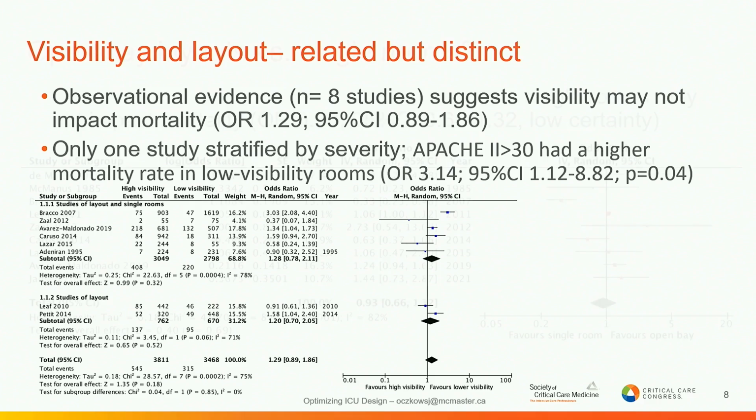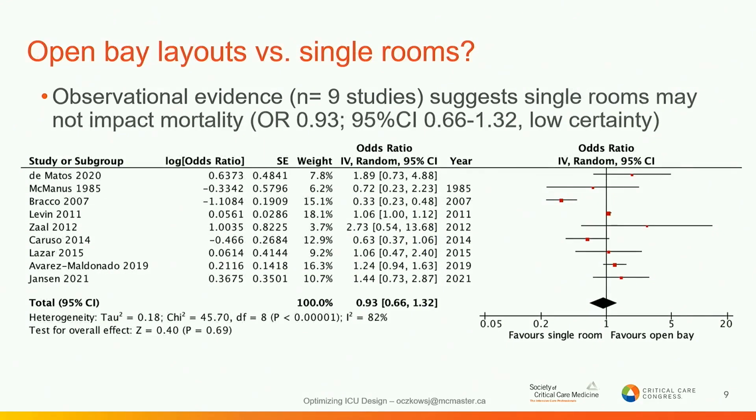But visibility also relates somewhat to the layout of the unit. If you've got an open bay versus single private rooms, those can impact visibility. So we looked at the single rooms versus open bay layouts. And what you can see here is that single patient rooms don't seem to impact mortality when compared to open bay layouts. Again, no statistically significant difference visible here.